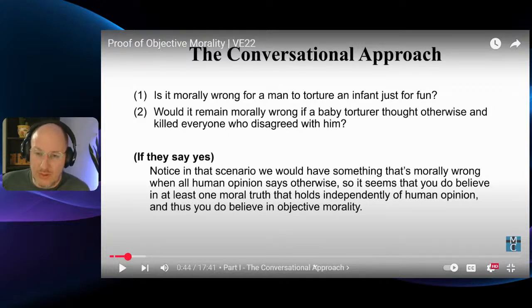Would it remain morally wrong if a baby torturer thought otherwise and killed everyone who disagreed with him? Yep, it still remained wrong. So, am I a realist? No. It's still going to depend on what it means when I say that it's wrong. So, let's unpack what I think as a moral anti-realist as I'm going through these questions. Is it morally wrong for men to torture an infant just for fun? Well, I ask myself, do I morally disapprove of people torturing infants just for fun?